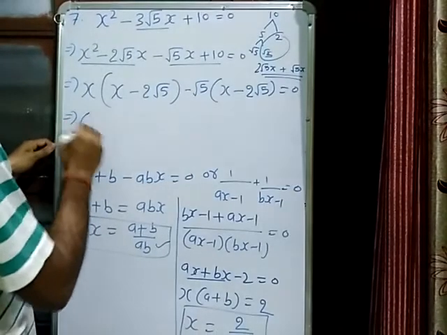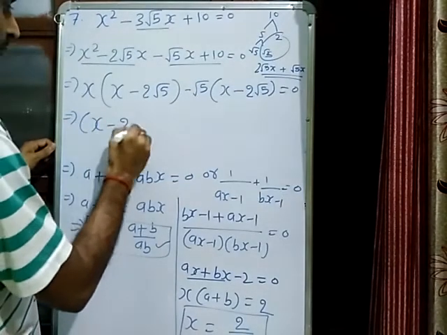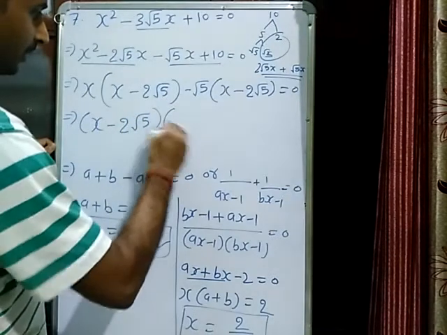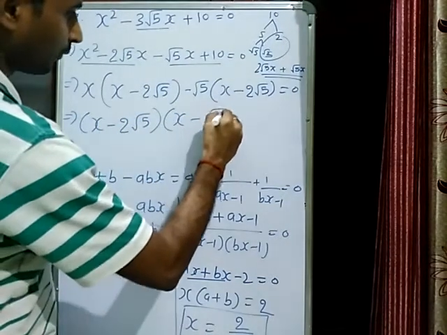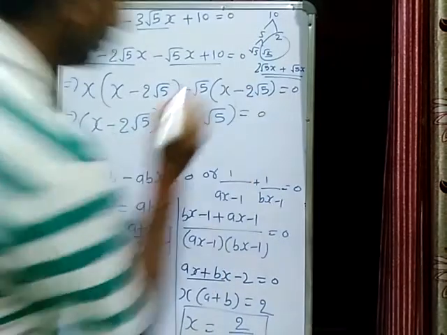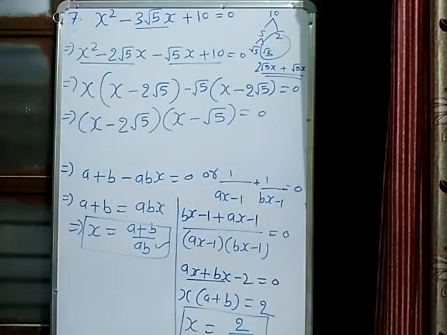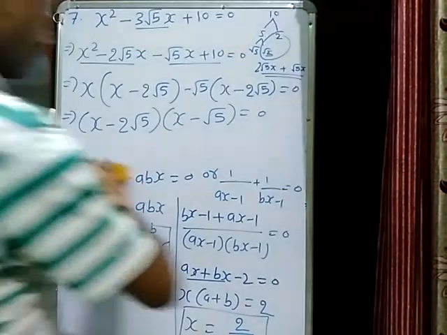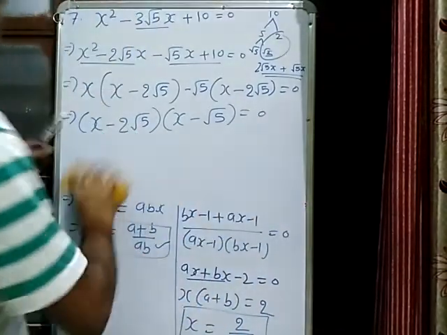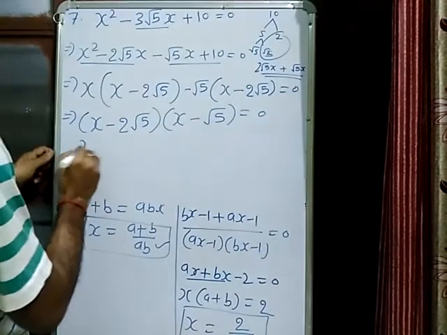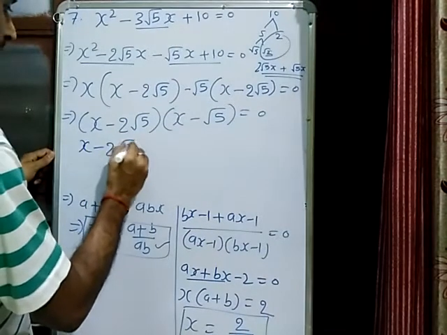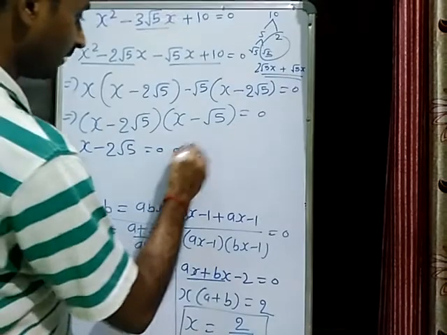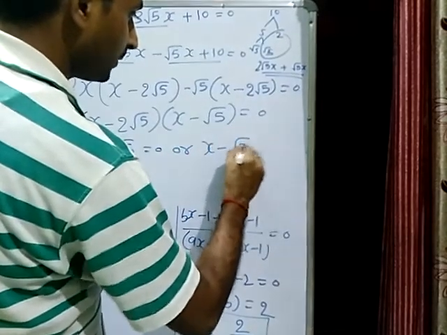So if you take x minus 2 root 5 as common, here what do you get? x minus root 5. This is equal to 0. Correct now? So from here you can get the solution, the root, of this question. Solution and root are the same thing. So the first root may be x minus 2 root 5 is equal to 0. Otherwise x minus root 5 is equal to 0.